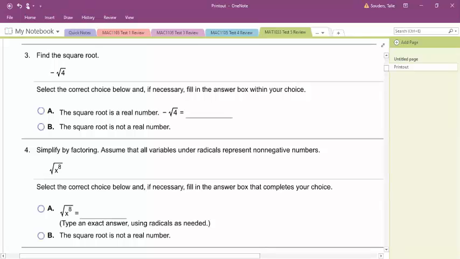Number 3, there's a negative out front, so that's going to be part of our final answer. And then what is the square root of 4? 2. Yep. So our answer will be -2.